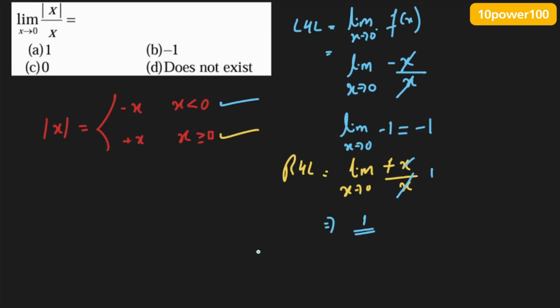Now, in this function f of x, the LHL, the left hand limit, is not equal to the right hand limit, correct? Look at this. The left hand limit is minus 1 and the right hand limit is plus 1. In that case, the limiting value does not exist, which is the correct answer. Option D, does not exist, is the right value.